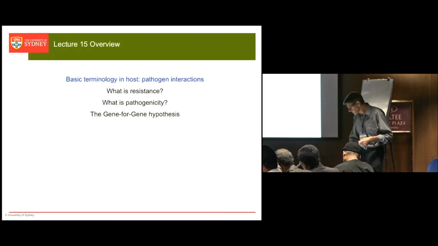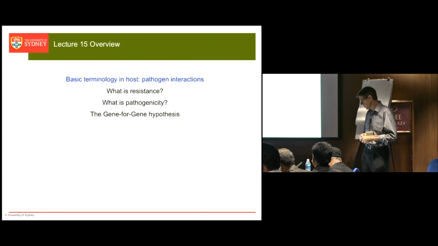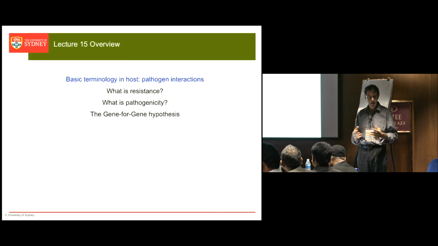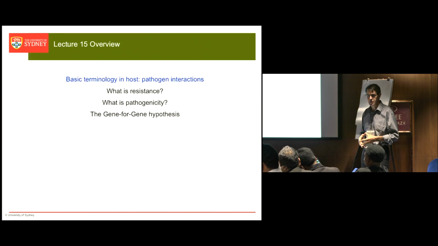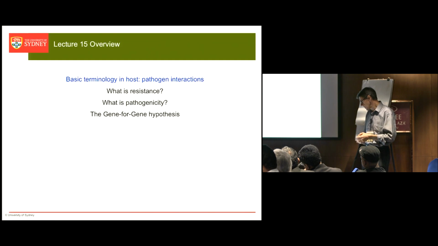In this lecture, we're going to talk about some of the basic terminology that we use in host pathogen interactions. It's really host pathogen genetics, okay? If we can't have standard terminology, standard terms that we use, it's just incredibly confusing, all right? I'll go through what is resistance, what is pathogenicity, and I'll talk about the gene-for-gene hypothesis.